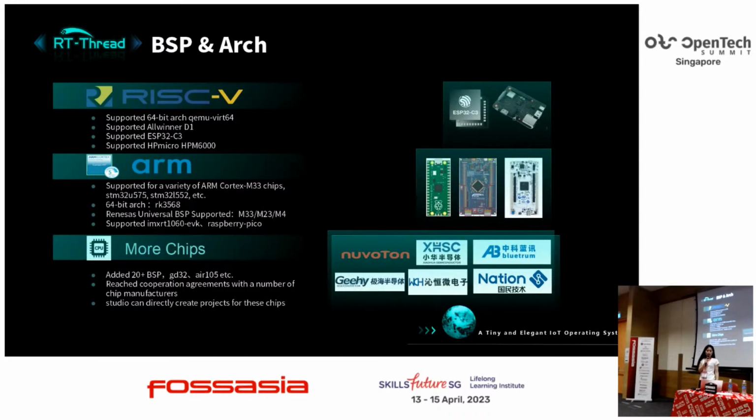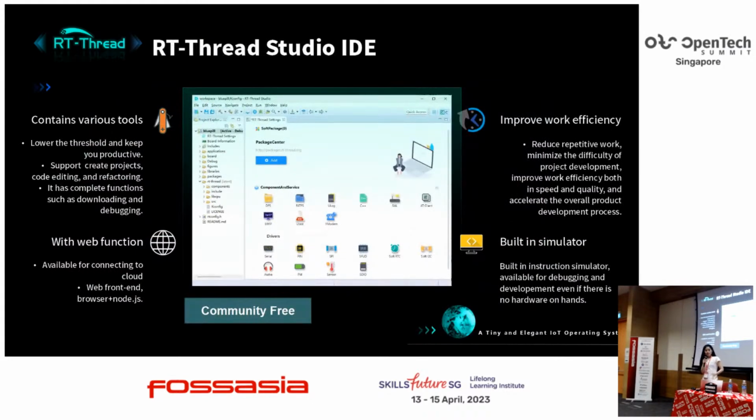RISC-V, ARM, and most trending chips are all supported in the Artifresh platform, and the community and we put a lot of effort into making this happen. Artifresh supports GNU GCC, IAR, MDK, and a lot more IDEs. Also, we built our own Artifresh Studio. Artifresh Studio is a 1.0 and free-to-use IDE that we created for community developers to help them get started quickly with project development.